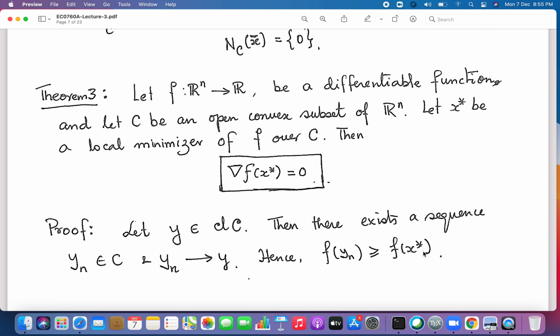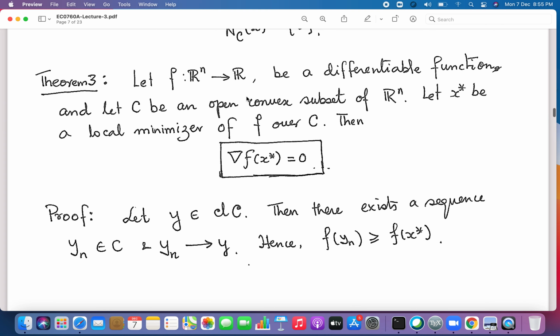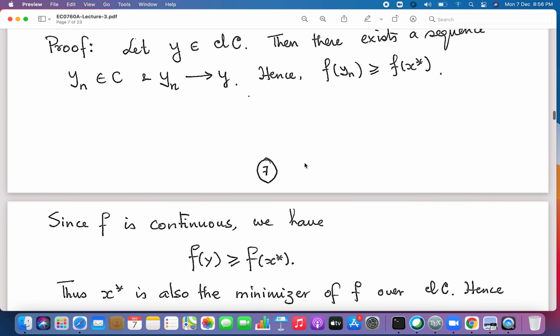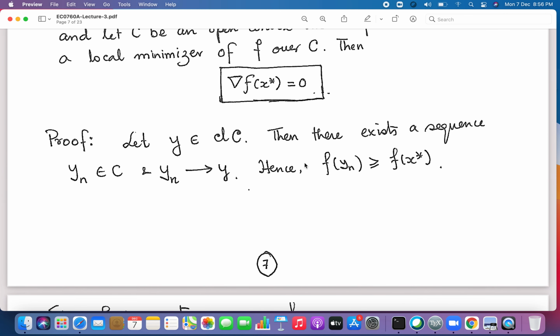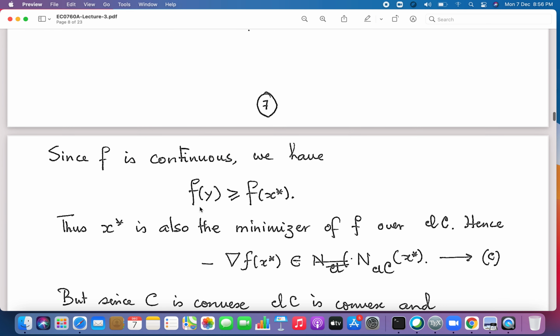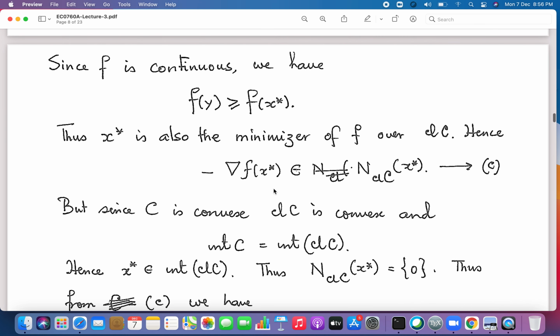Now, because f is a differentiable function, it must be continuous. For each of these y_n, we have f(y_n) greater than or equal to f(x star). Since f is continuous, I have not written here that f is continuous because it is differentiable, since it's already given to be differentiable. So we will have f(y) greater than or equal to f(x star). So x star is also a minimizer of f over the closure of C. So I'll write minus grad f(x star) is an element of the normal cone to the closure of C.